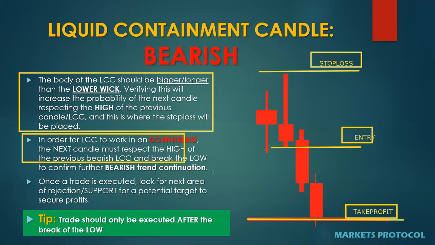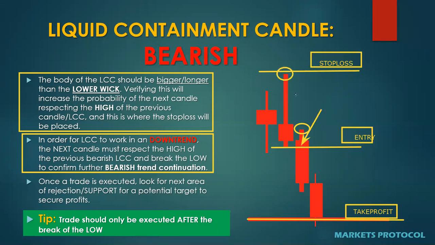Moving on to the next point. In order for the liquidity containment candle to work in a downtrend, the next candle must respect the high of the previous bearish liquidity containment candle and break the low to confirm further bearish trend continuation. Just like the bullish one, right? It must respect the high of the previous one. This candle here did not come up to break the high of the previous one, so that's perfect. Let's check mark that.